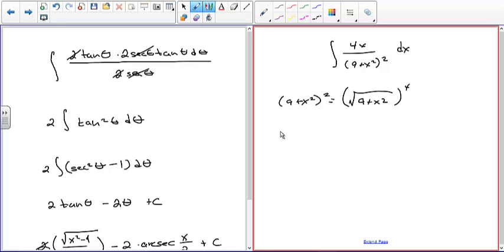So make your triangle up. The substitution we're going to make is that tangent of theta is equal to x over 3. And you draw your triangle. Tangent is opposite over adjacent. Okay, I'll let you go work on that one.